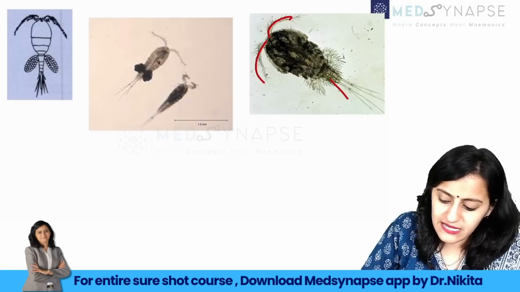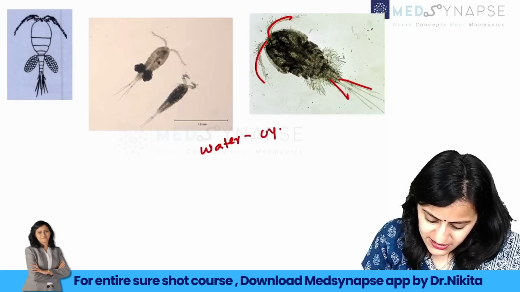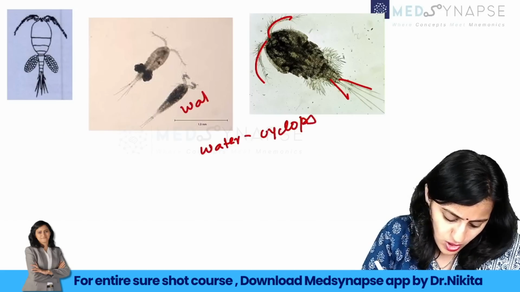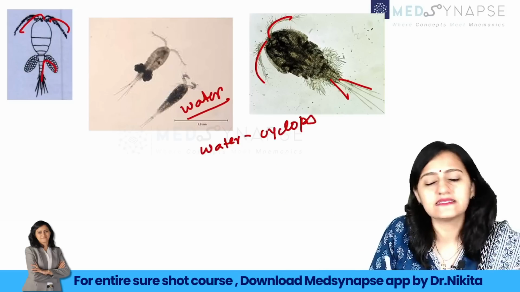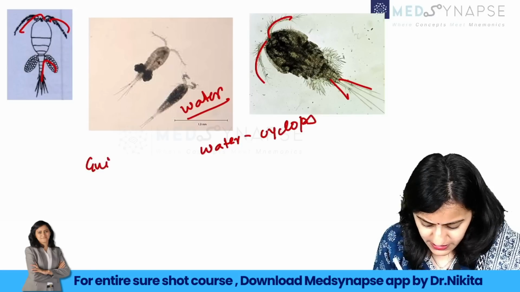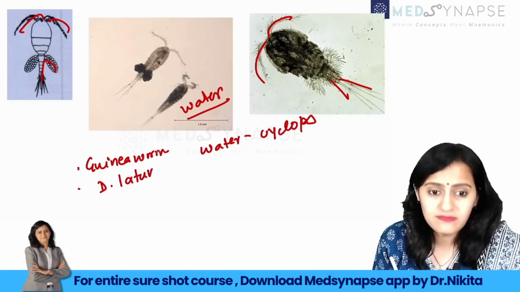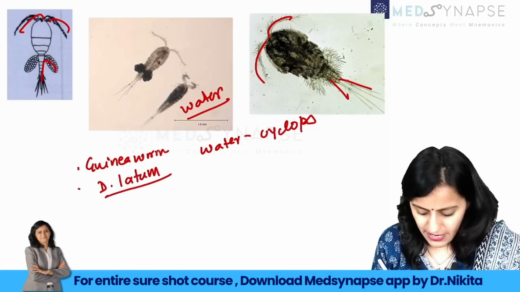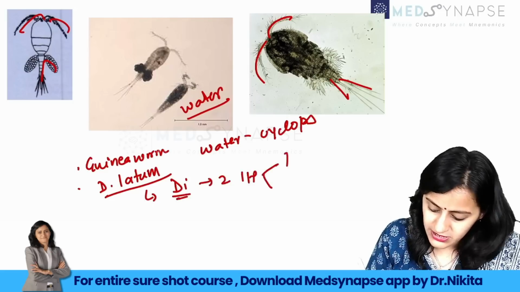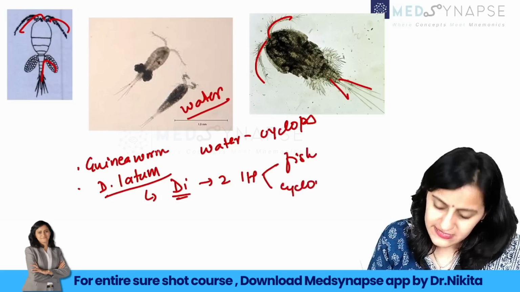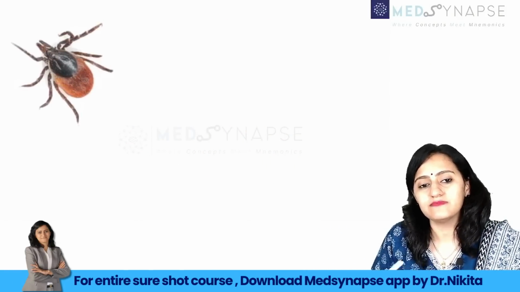This one, which looks like it is swimming in water, a crustacean. This is cyclops. Okay, this is in water. So remember, the one that swims like this is basically cyclops, and cyclops is important for guinea worm disease and also for Diphyllobothrium latum. Remember, Diphyllobothrium latum, di means two intermediate hosts. It has the fish and the cyclops. So if you see fish and cyclops in the life cycle, it is Diphyllobothrium latum.